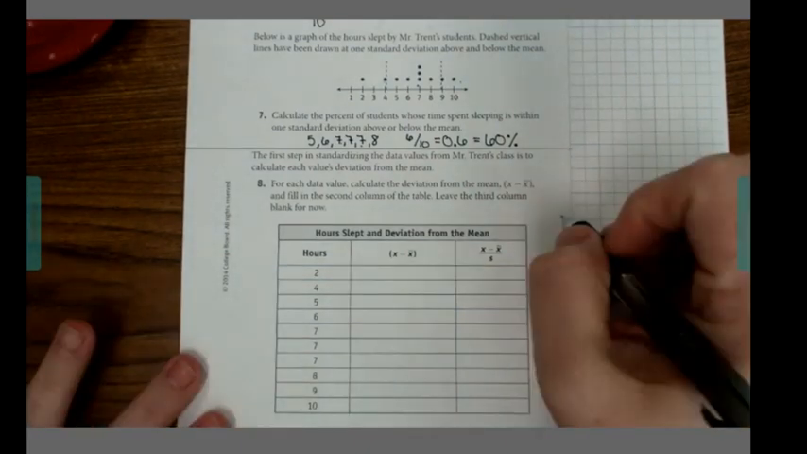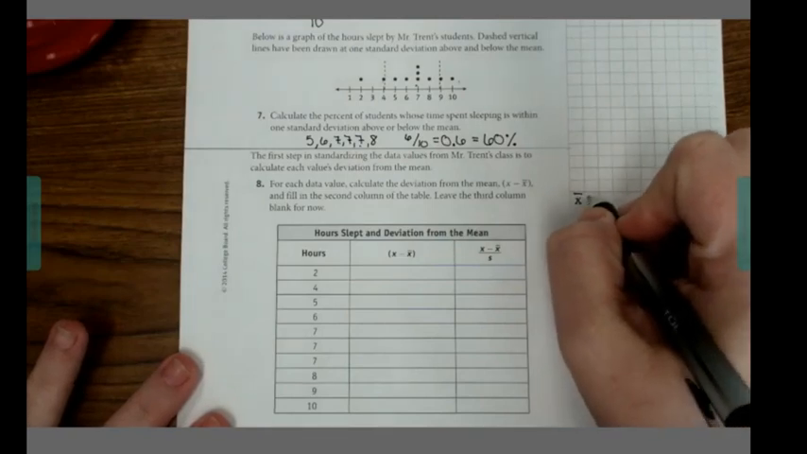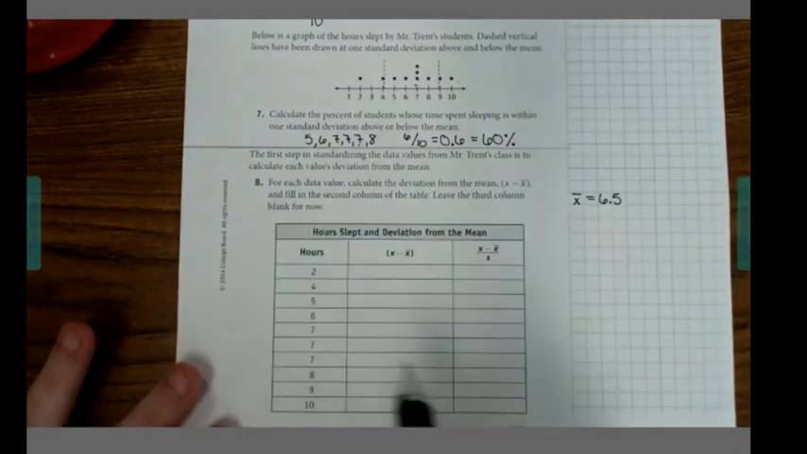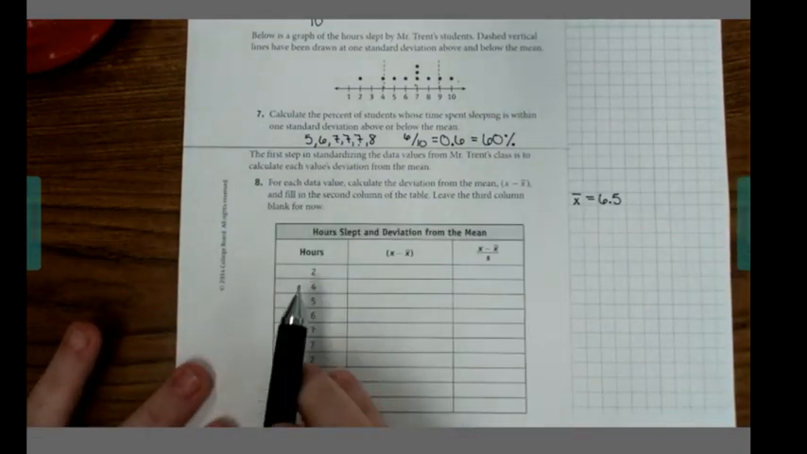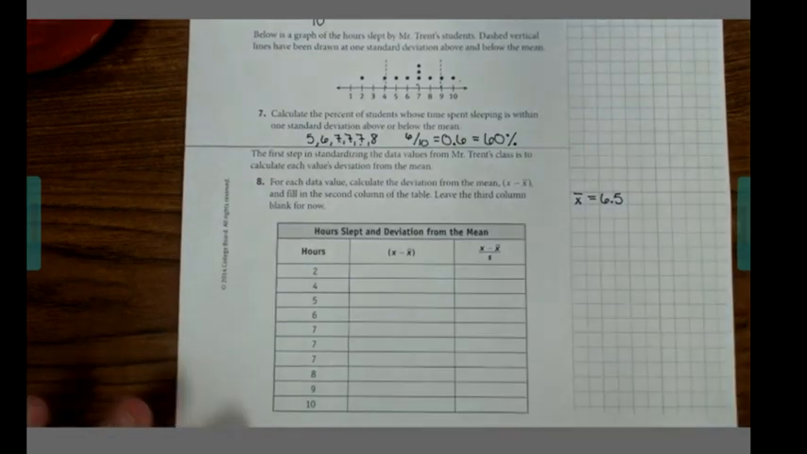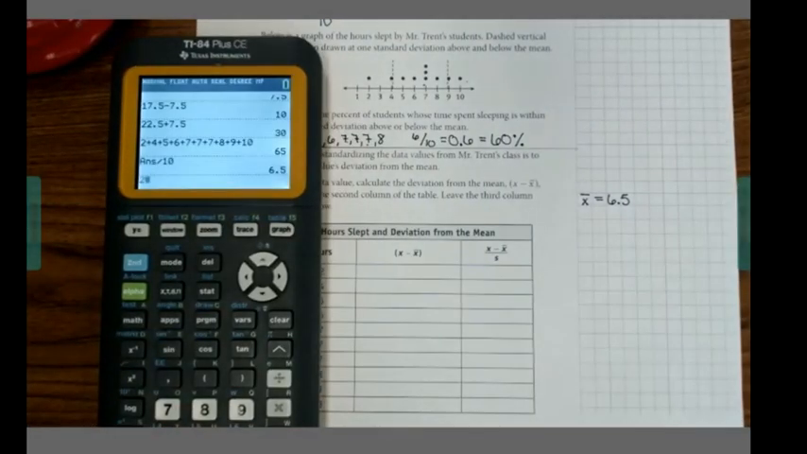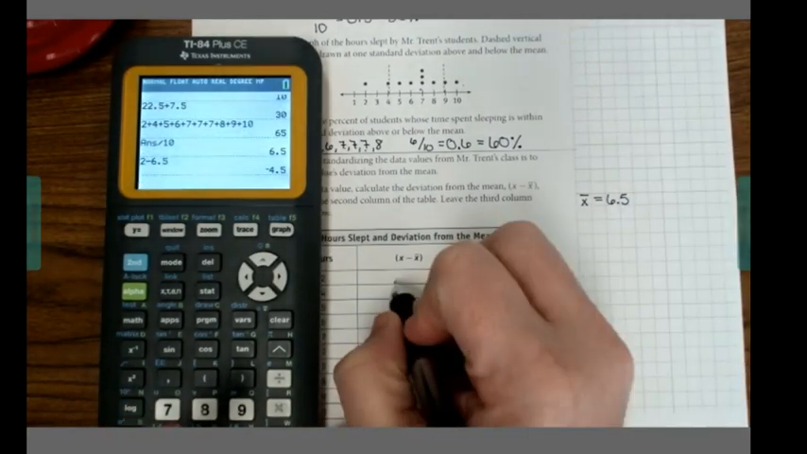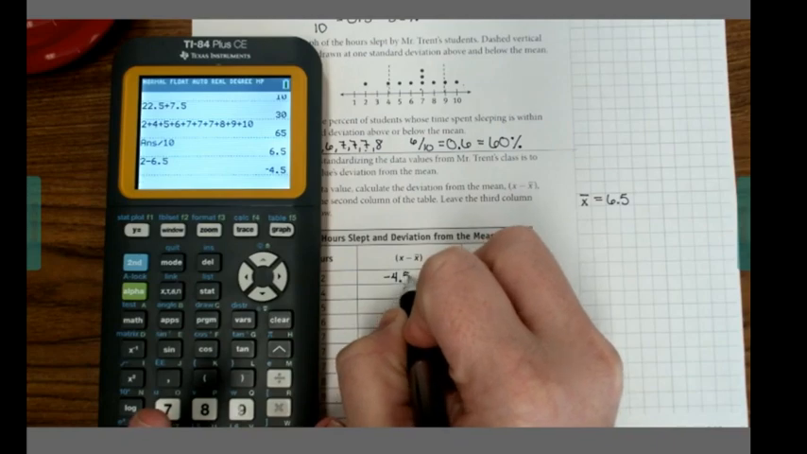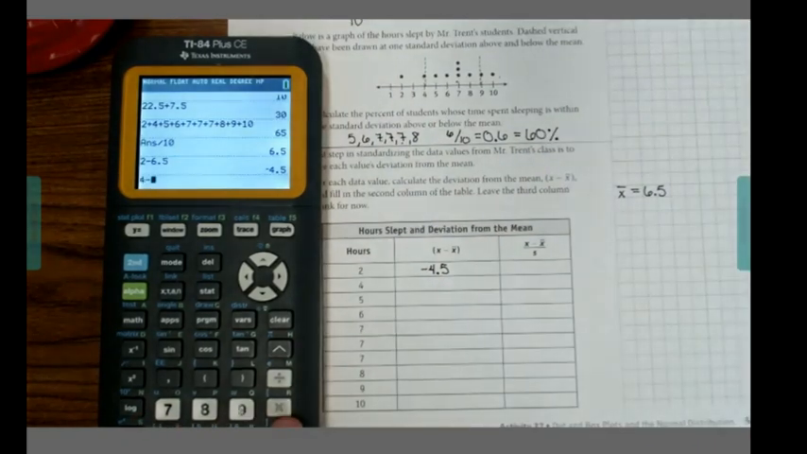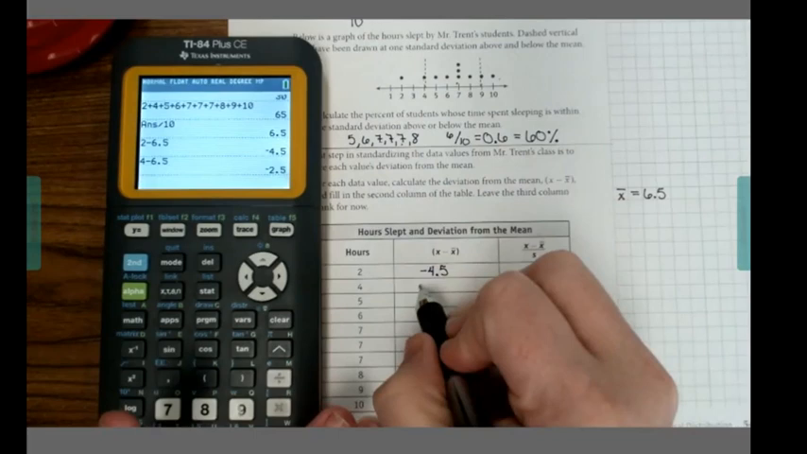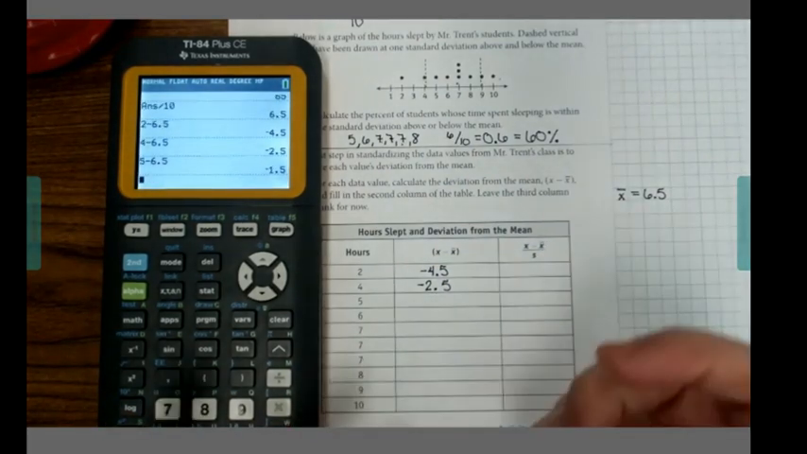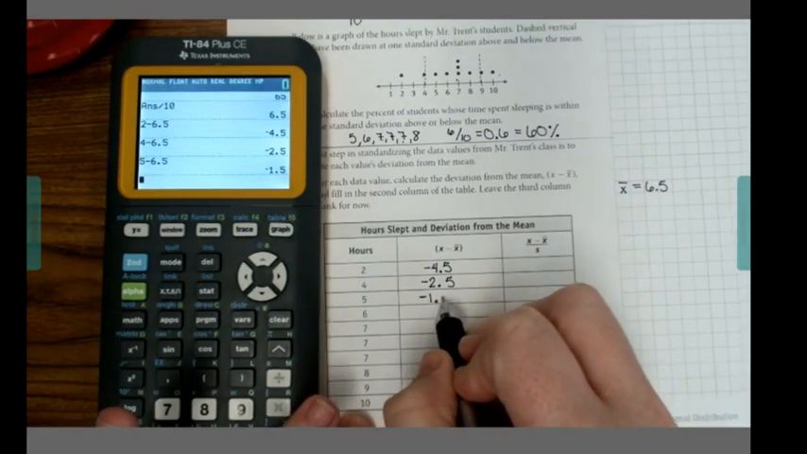So, recall that our mean earlier from problem number 5 was 6.5 hours. So we're going to take each one of these values and subtract by 6.5. So 2 minus 6.5. So notice I am going to write down negative 4.5. Going to do the same. 4 minus 6.5. That's going to be negative 2.5. I'm going to do 5 minus 6.5. That's going to be negative 1.5.